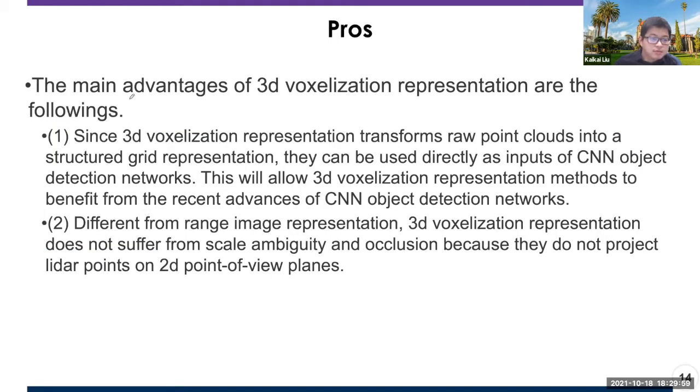And so there are some advantages. Because they can transfer the raw point clouds into a structured grid representation, you can use CNNs to do the object detection process. And compared to the range images, the 2D representation, the 3D voxelization process does not suffer from scale ambiguity or occlusion, because there is no projection process. The 3D information is still there. They didn't project to any 2D plane.